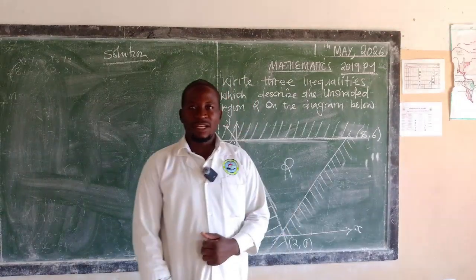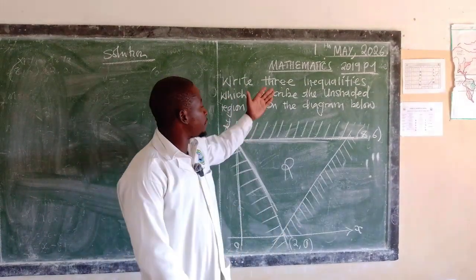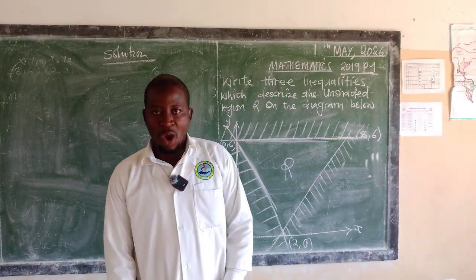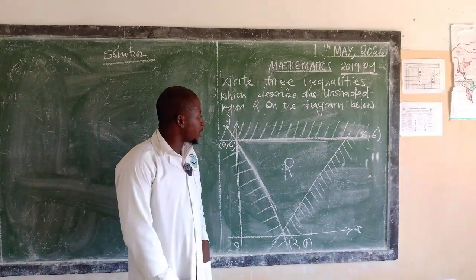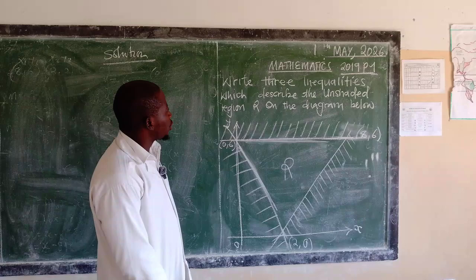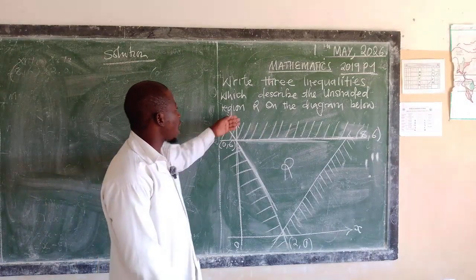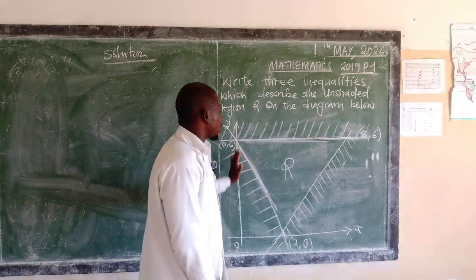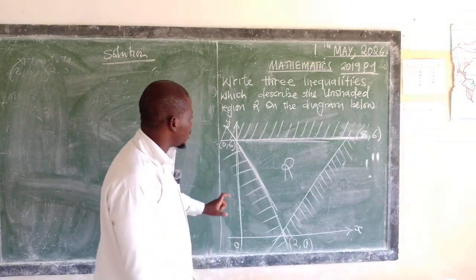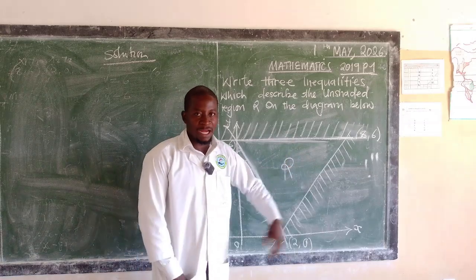Okay, welcome to today's session where we are looking at inequalities that was brought in 2019 paper 1. So this inequality, the question reads, write 3 inequalities which describe the unshaded region R on the diagram below. So this is the diagram. They want us to write 3 inequalities that describe this unshaded part R.